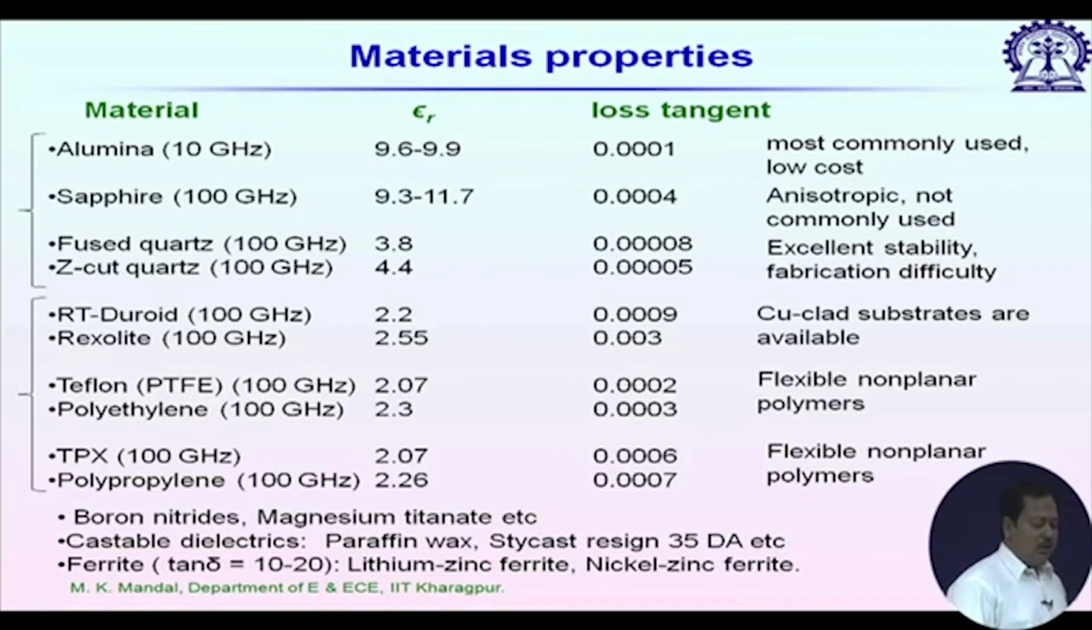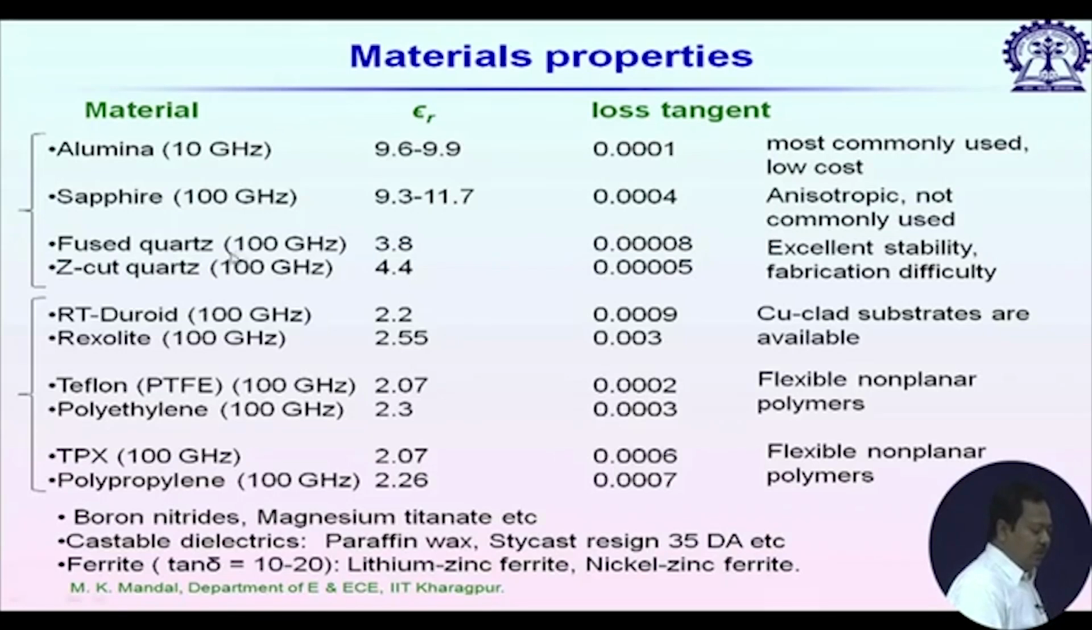I will show you the values of alumina, even at terahertz it is being used, and typically its loss tangent value is 0.0001. This is the most commonly used material for low cost fabrication at millimeter wave frequencies. Sapphire, typically at 100 gigahertz, again depending on its purity and composition, epsilon r 9.3 to 11.7, loss tangent 0.0004. So, it is one type of anisotropic material and not very popular.